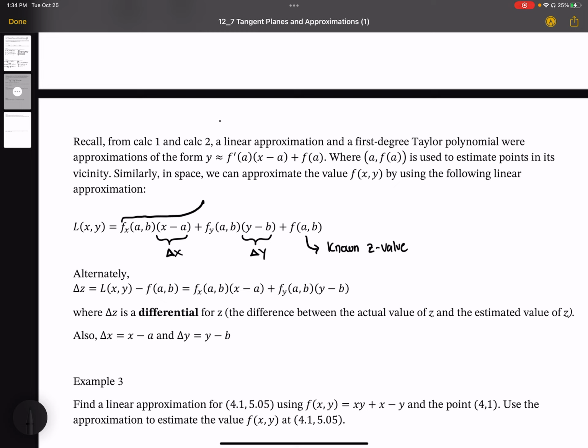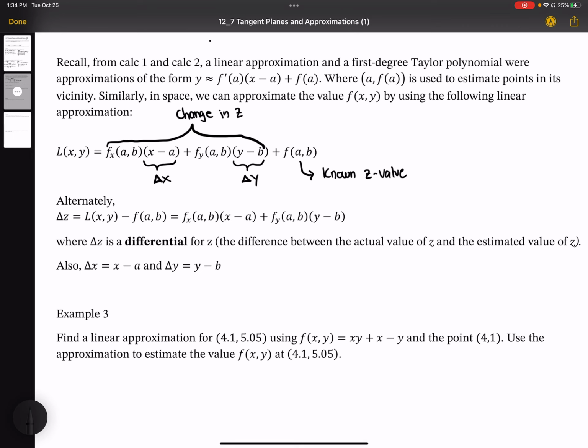So this entire calculation is the change in z. So if we take our known value of z and add the change to it, we are approximating a new value of z. So this is a linear approximation. I guess you could call it a planar approximation in some regards. So all we're doing is taking a fixed value and adding to it a shift in 3 dimensions, really, because it's going to move up and down or left and right.